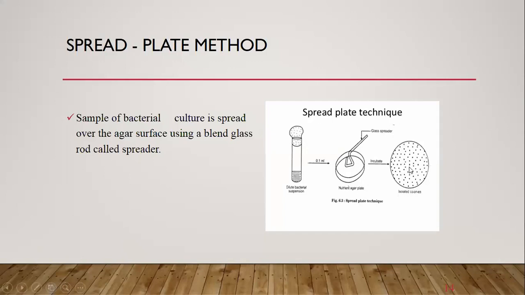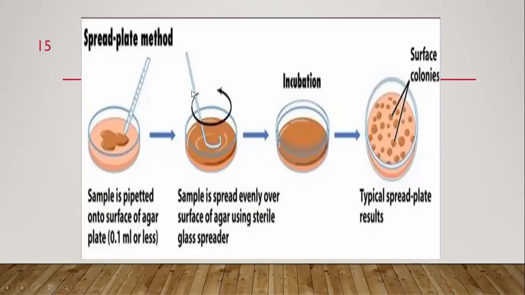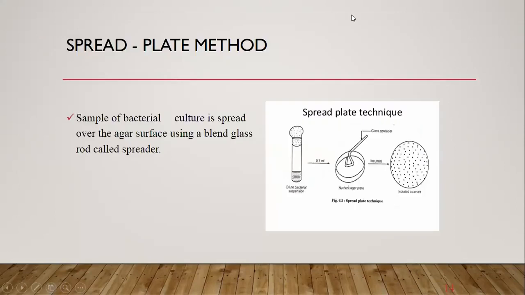So these are the three methods commonly used for the isolation of bacteria: the streak plate, then the pour plate, and the spread plate.